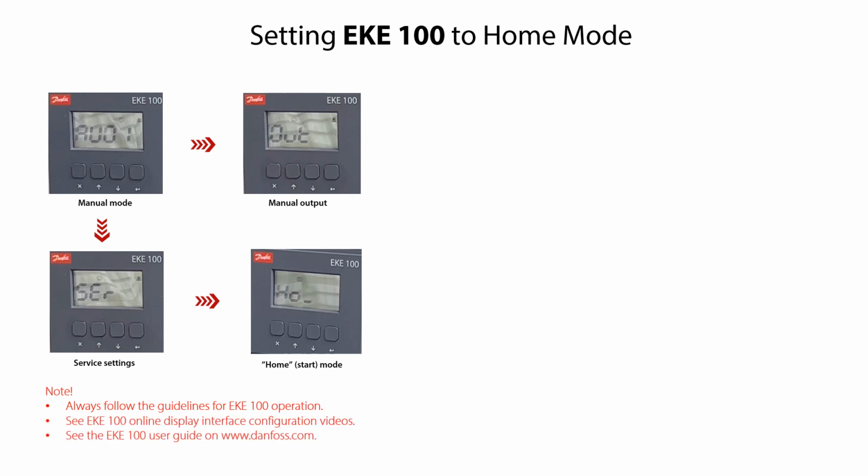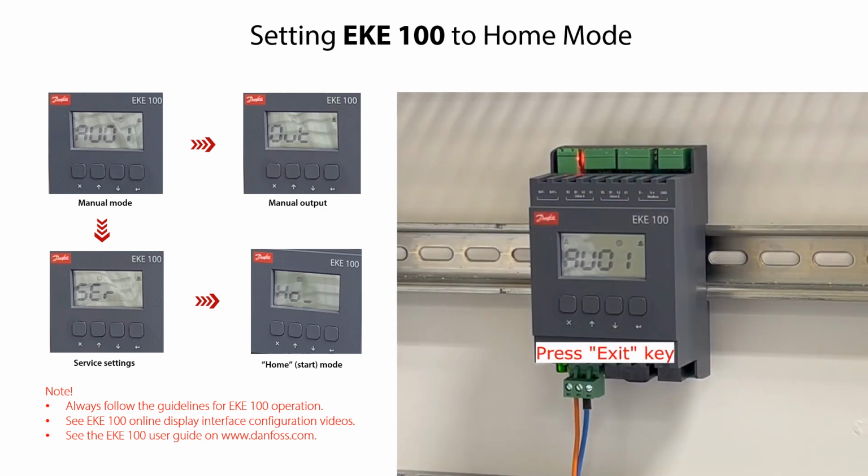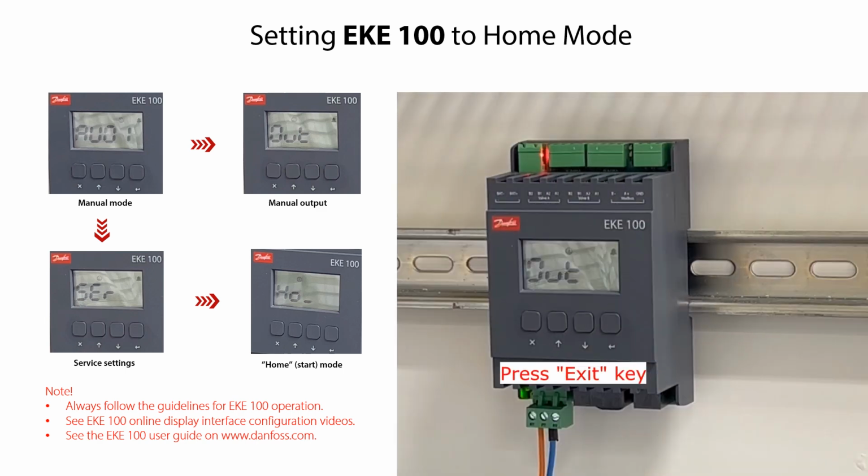Please refer to the EKE 100 user guide for details about how to read the display, understand the navigation structure, and understand the parameter abbreviations. Setting the EKE 100 to home mode is shown in the following sequence.